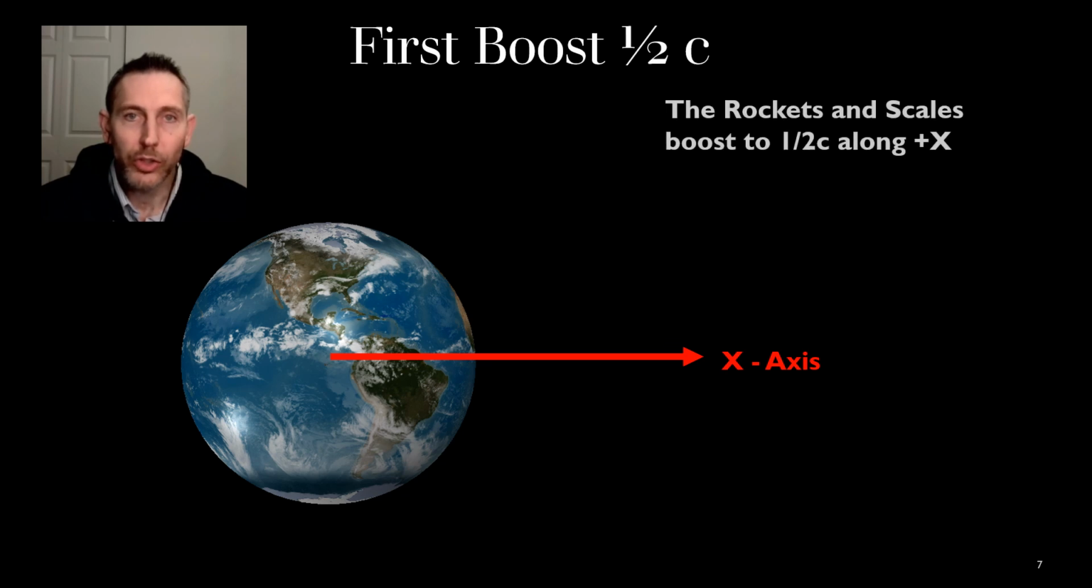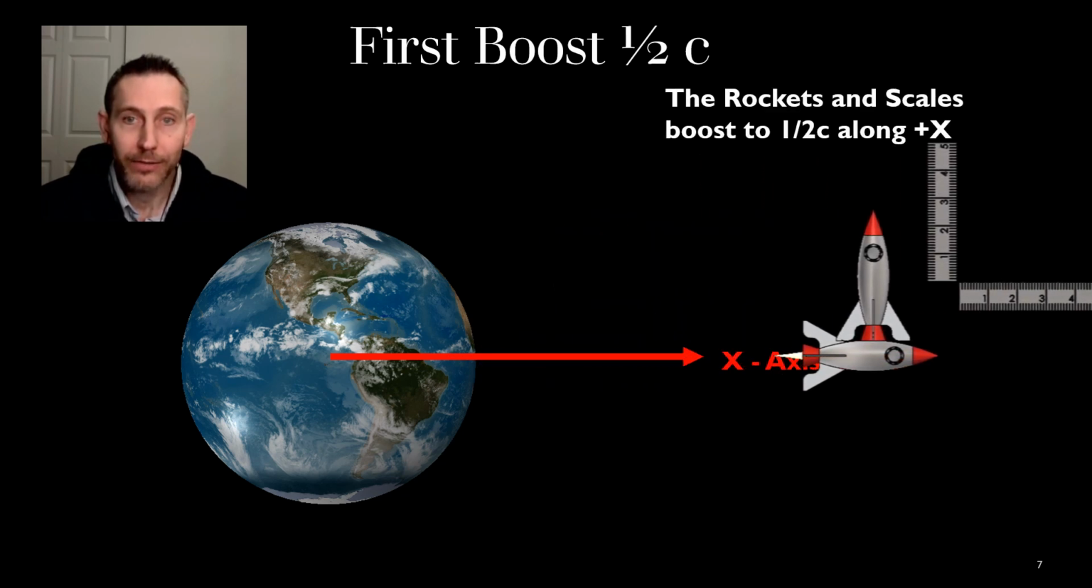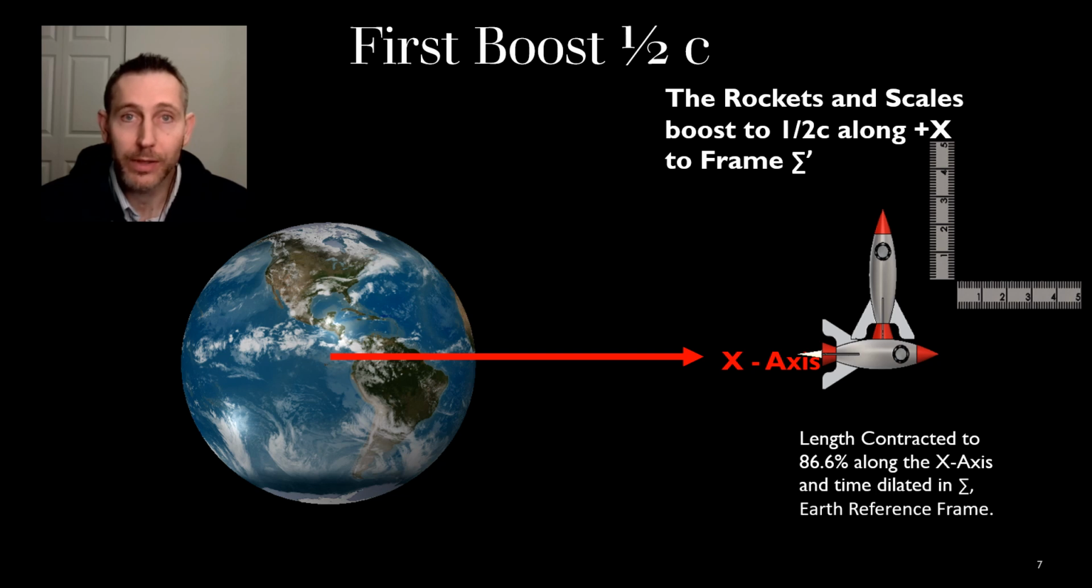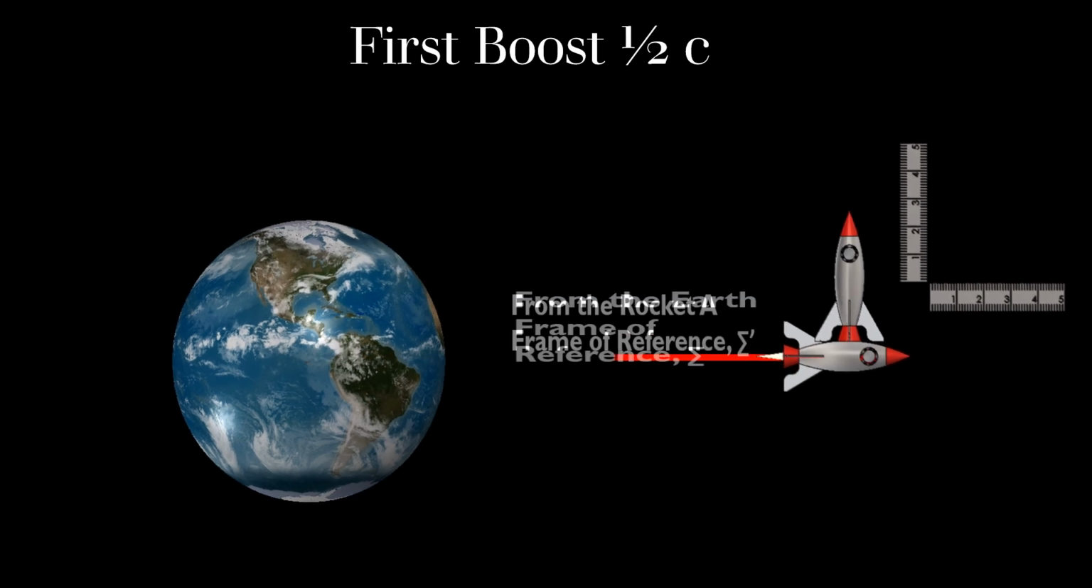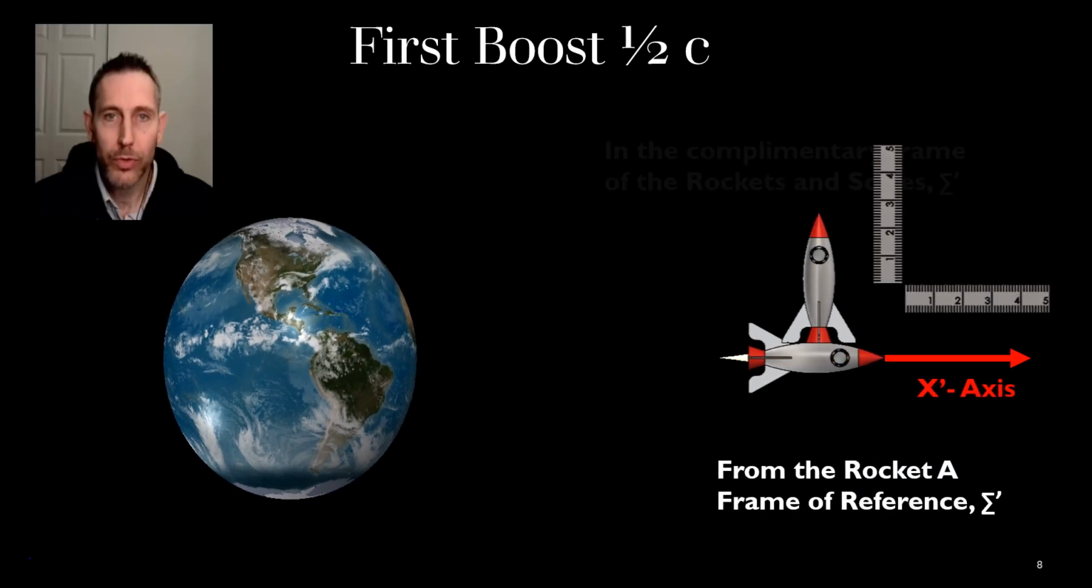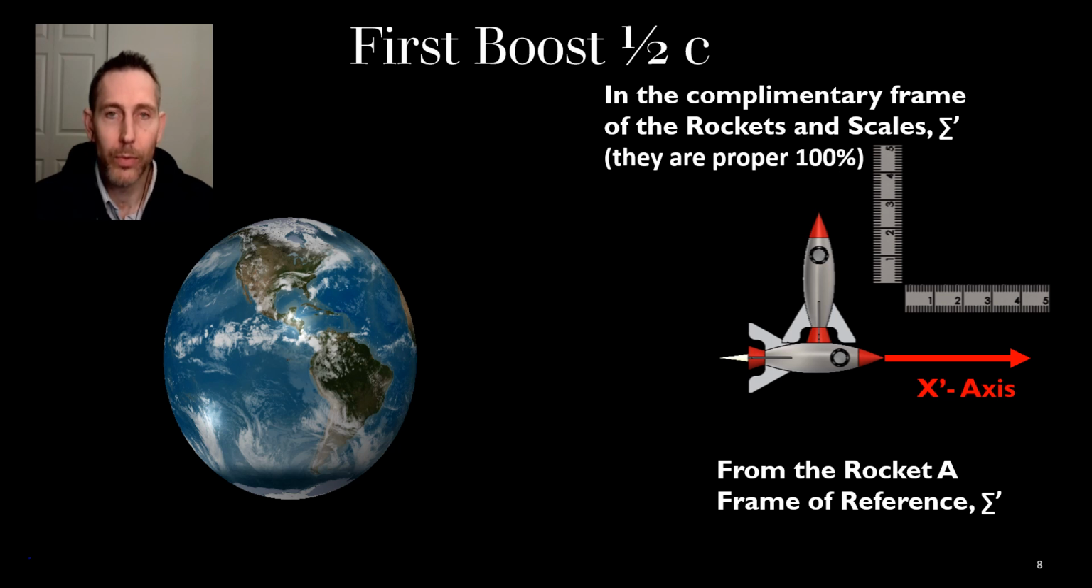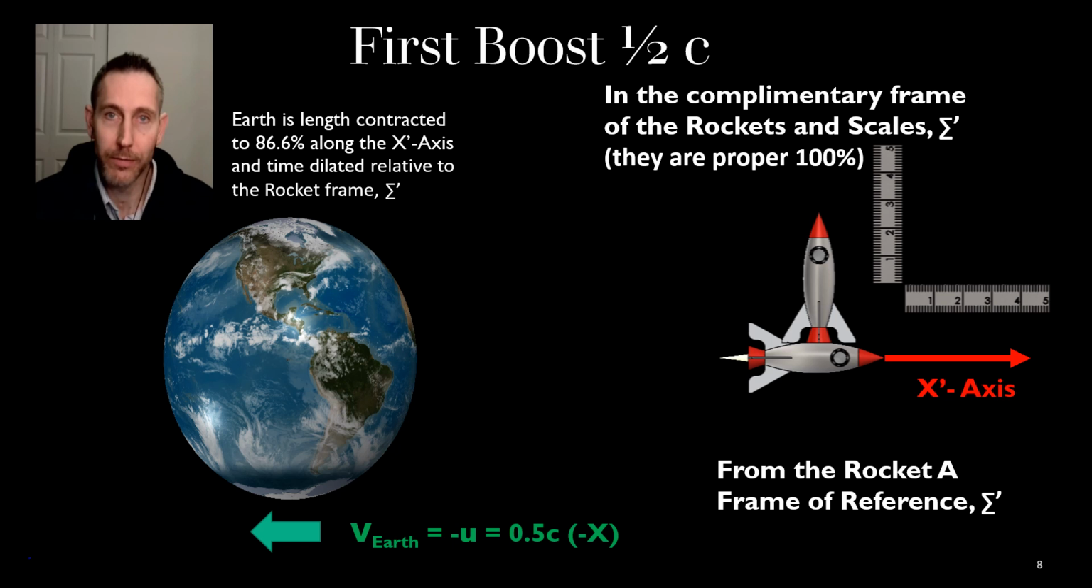The first boost U is along the positive x-axis to a new reference frame, sigma prime. Consider the boost instantaneous. Rocket A accelerates both rockets and scales to half of the speed of light, with a length contraction along the x-axis relative to the Earth or sigma frame. From the new sigma prime frame of reference, we have the opposite story as shown. The Earth appears contracted relative to the rest frame of sigma prime.